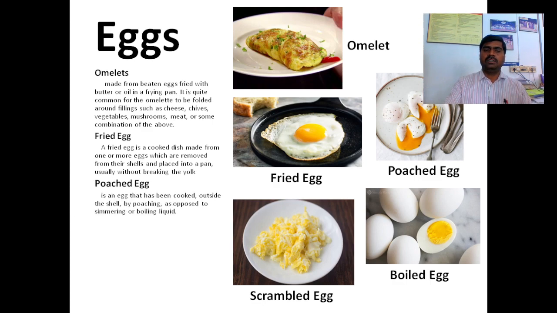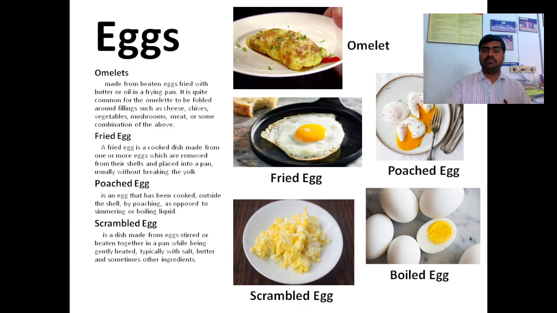Poached egg is an egg that has been cooked outside the shell by poaching as opposed to simmering or boiling liquid. Scrambled egg is a dish made from eggs stirred or beaten together in a pan while being gently heated, typically with salt, butter and sometimes other ingredients are also added. Boiled eggs are eggs, typically from a chicken, cooked with their shells unbroken, usually by immersion in boiling water.